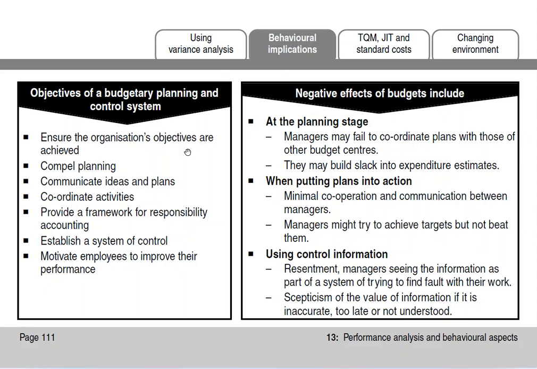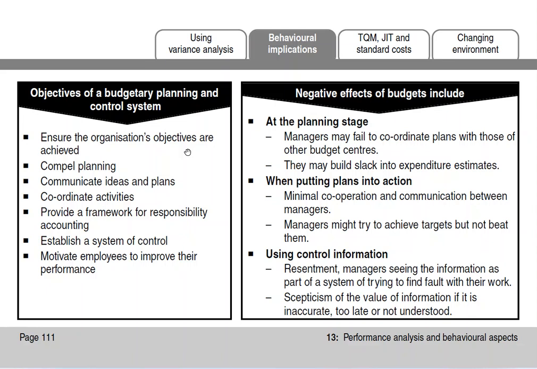Compel planning. Compel planning means encouraging people to make plans. If you ask people to make budgets, in making those budgets, they will plan as well. Communicating ideas and plans. Through budgets, the top management communicates ideas to the lower management. Coordinate activities. One department is linked with another department, like sales department coordinating with production department, so that overall budget can be achieved. Provide a framework for responsibility accounting.